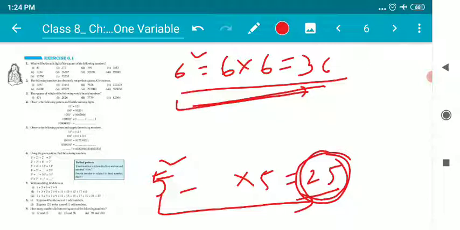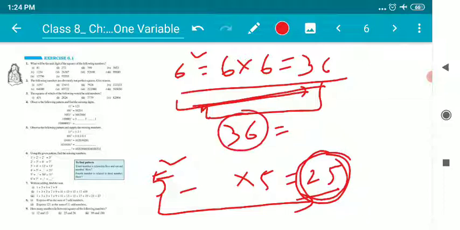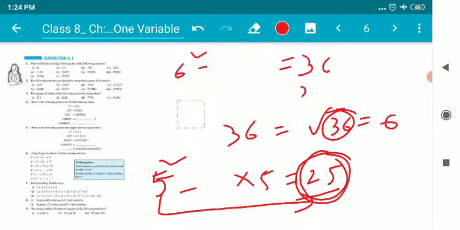Now, from here, we will understand what the square root of a number is. Square root of a number means just the opposite of it. What is that number which, if I multiply it by itself, I get 36? I repeat, root over 36 means what is the number which, multiplied by itself, gives 36? The answer is 6.